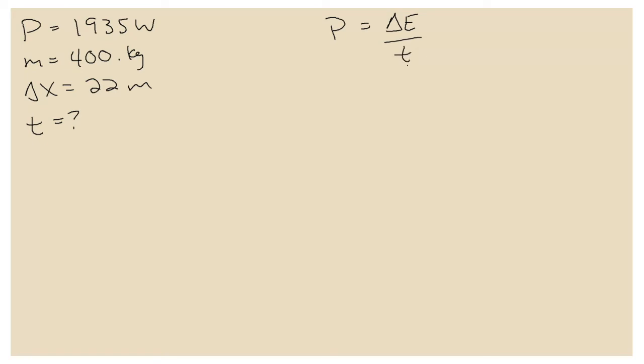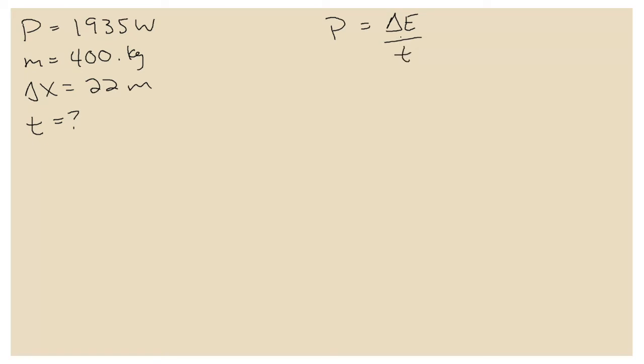And so to solve this problem here, the first thing we're going to do is write down what's given. They told us the power of this motor is 1,935 watts. They told us the mass of the piano is 400 kilograms. They told us the displacement experienced by the piano is 22 meters, and that the time is what we're looking for. And so according to the reference table, the power is the change in energy over time.